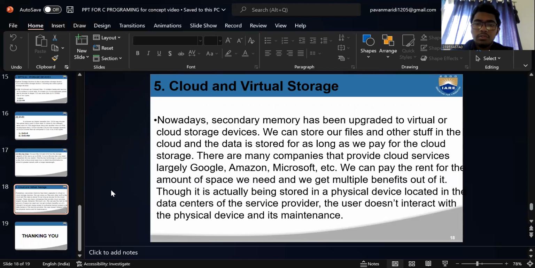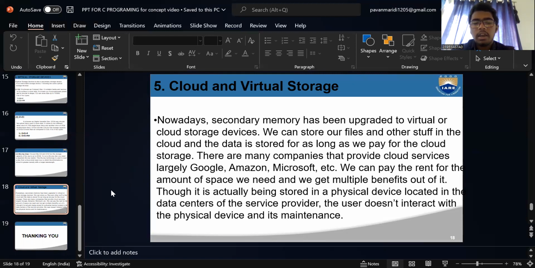Cloud and virtual storage. Nowadays, storage memory has been upgraded to virtual or cloud storage devices. We can store our files and other stuff in the cloud, and the data is stored for as long as we pay for the cloud storage. There are many companies that provide cloud services, largely Google, Amazon, Microsoft, etc. We can pay the rent for the amount of space we need and we get multiple benefits out of it.